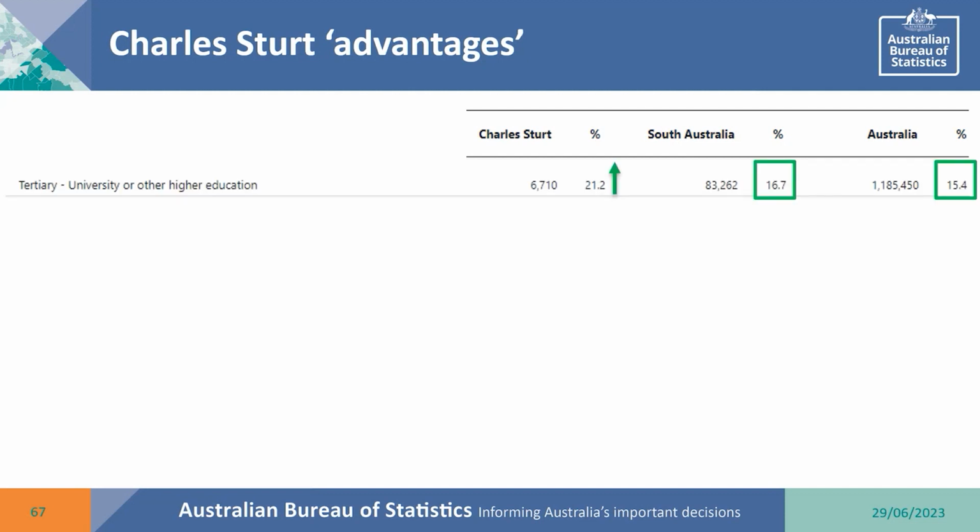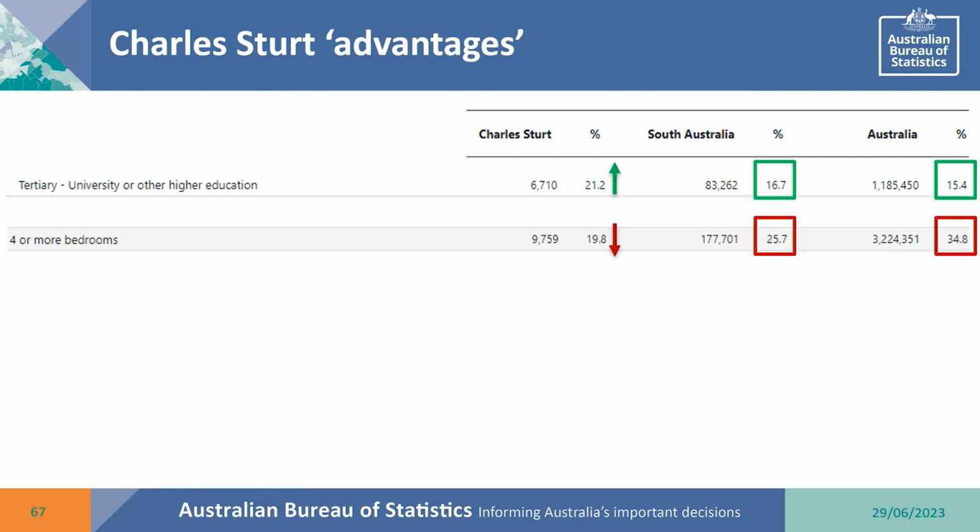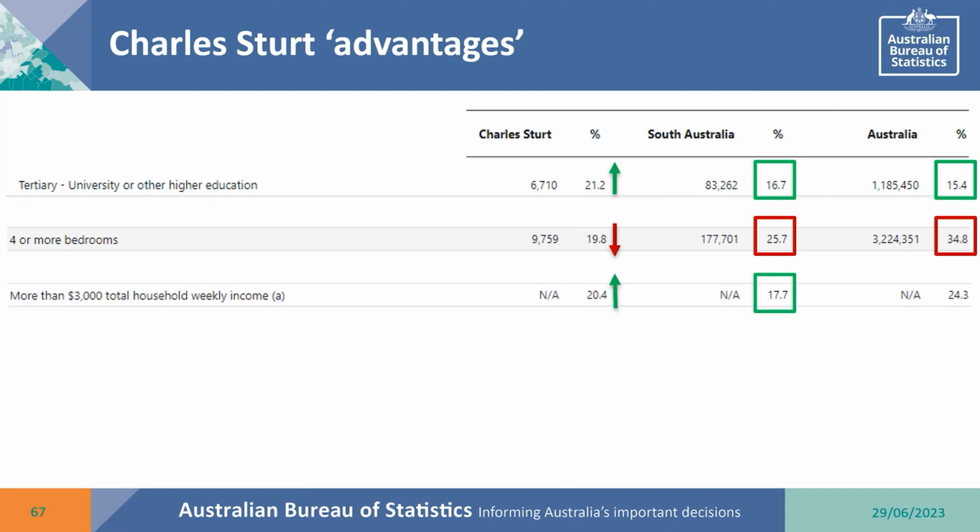The percentage attending uni is higher for Charles Sturt, which adds to relative advantage. The percentage of dwellings with 4+ bedrooms is lower, it's taking away from relative advantage. The percentage of households with high income is higher, and the median income for this region is higher as well, so that adds to the relative advantage.